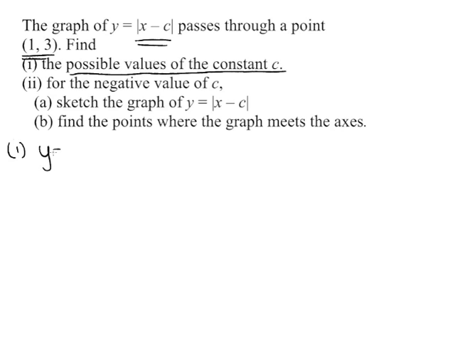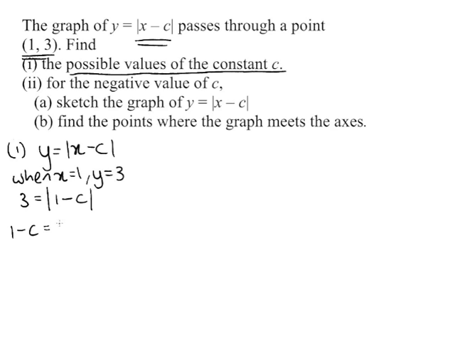We know that the equation is y equals modulus x minus c, and when x equals 1, y equals 3. So let's substitute these values into the equation. We'll get 3 equals modulus 1 minus c, and to solve this we have two different equations. First one is 1 minus c equals 3, or 1 minus c equals negative 3. Solving this, c equals negative 2, or c equals 4. And these will be the two possible values of c.